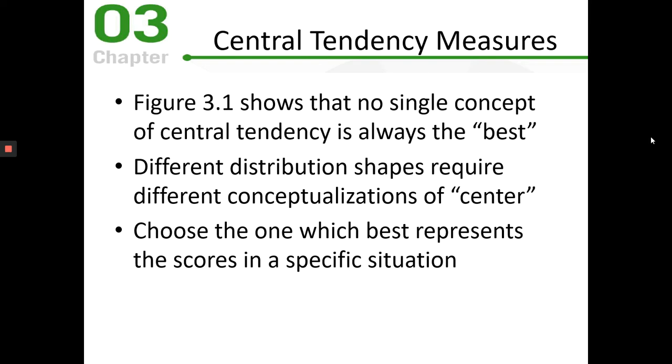So with statistics, we don't want to be unthinking. We want to make appropriate decisions that tell the person who's looking at our research what's going on. And so one of those things is central tendency and which of the 3 measures best represents what's going on with our sample's data.